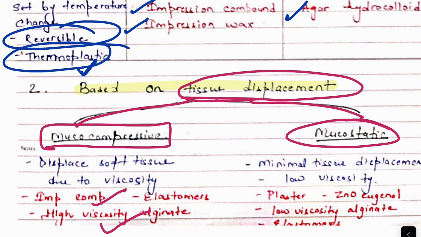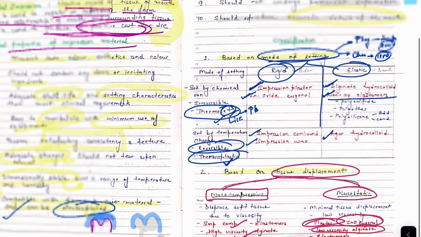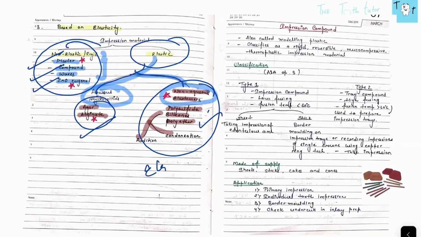And then under mucostatic, we have impression plaster, so they won't compress the tissue. We have low viscosity alginate and ZOE paste. Also, when we are talking about rigid and elastic materials, remember that the rigid material is used to take impressions of edentulous arches, the arches without teeth, and the elastic material is used for dentulous arches, with teeth. So this is where it is used.